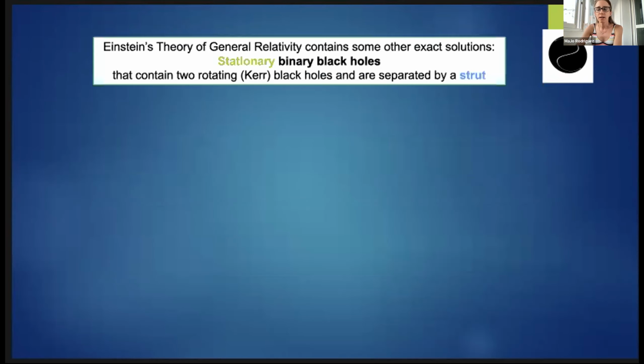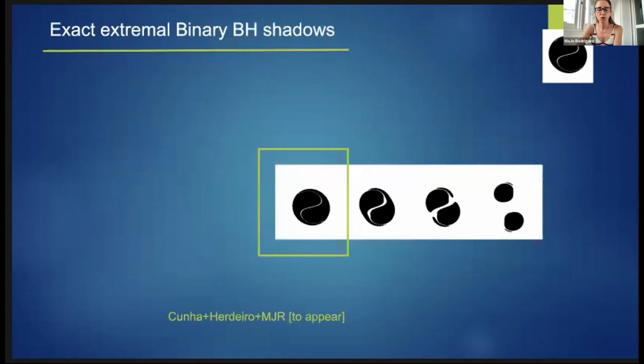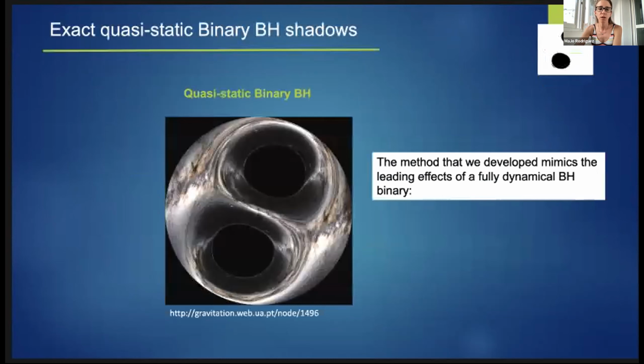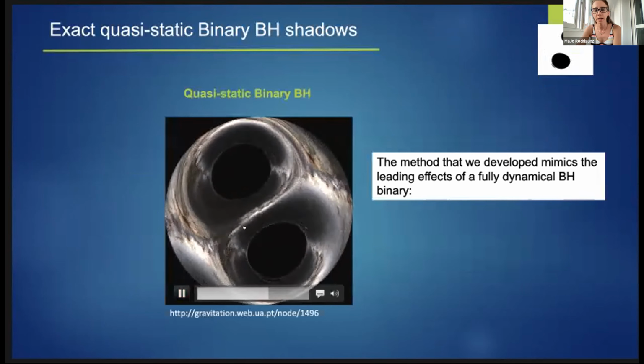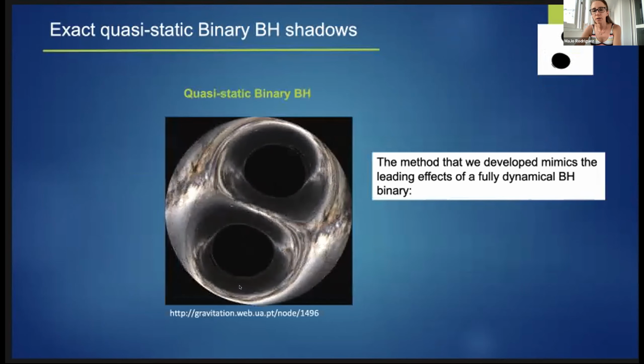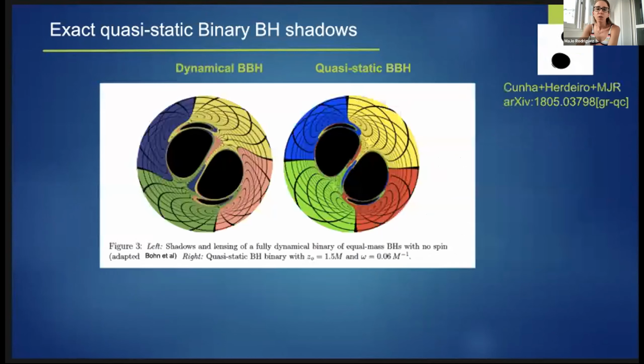So we did that, and not because I tell you so. Let me move into here. This is what we constructed. There's a small video that we had. There's a galaxy behind it, and this is our proxy for that approximation of that dynamical system. So here's a comparison with a full dynamical system. And this is our quasi-static binary black hole emulation of the shadows.